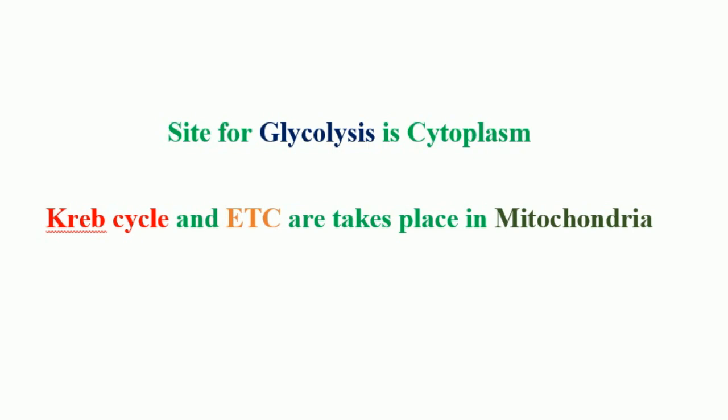Glycolysis takes place in the cytoplasm, while the Krebs cycle and electron transport chain take place in the mitochondria. So glycolysis is in the cytoplasm, while the Krebs cycle and electron transport chain are inside the mitochondria.